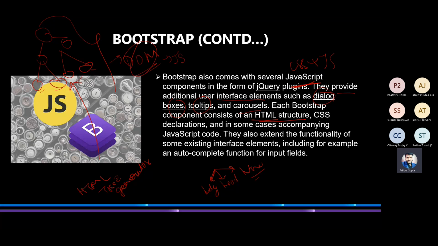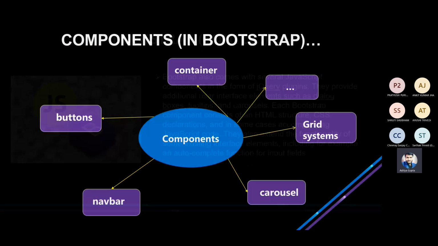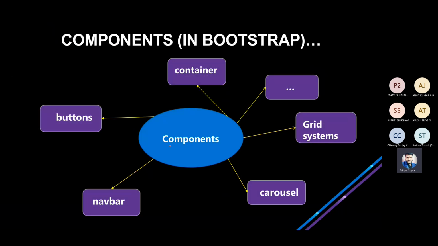They also extend the functionality of some existing interface elements, for example, an autocomplete function for input fields. So that is briefly what Bootstrap is, but we have to learn mostly the components part. Bootstrap has many sections, and out of that, the one you are going to use most is the components part. The components are of many types, but what I feel is more important is first the containers, then the buttons, then the navbar, then the carousels, then the grid systems. And there are more, right?